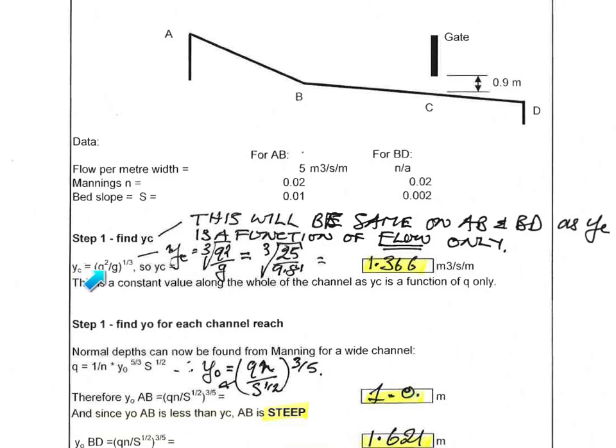Now, yc, as you can see, is a function just of the flow rate. So its value, which we got here, 1.366, is going to be fixed all the way along the channel. The normal depth, however, will vary. It's a function of the slope as well as the roughness. So we'll get a different normal depth along here as compared to here.